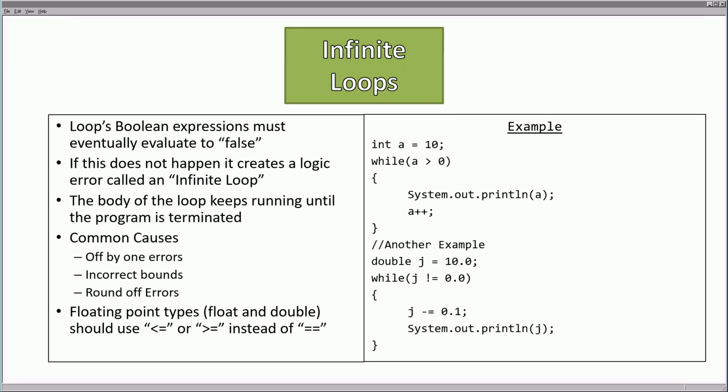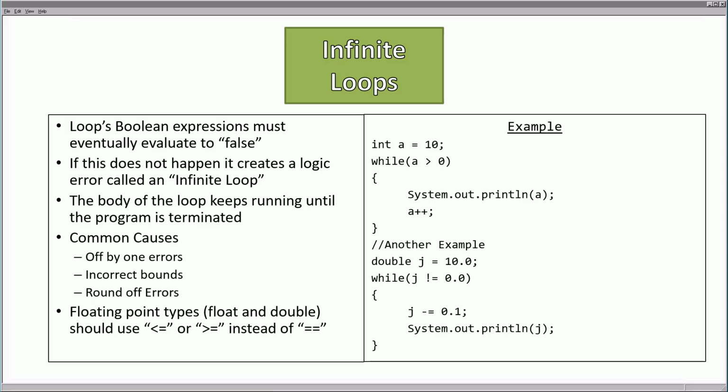One problem that comes up with loops is called an infinite loop. A loop's Boolean expression has to eventually evaluate to false, and if this doesn't happen, it creates a logic error called an infinite loop. The body of this loop keeps running until the program is eventually terminated. Infinite loops can be caused by a number of problems. Some of the most common ones are an off by 1 error, using incorrect bounds, and even round off errors.